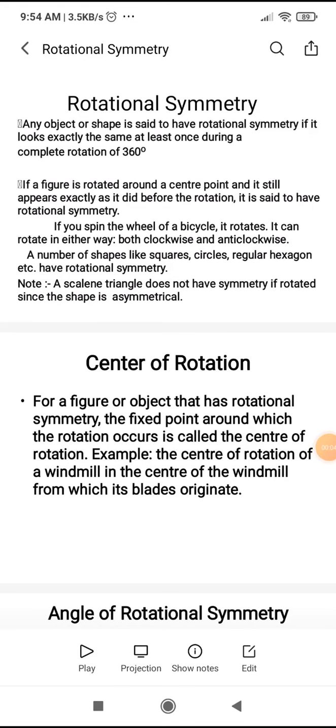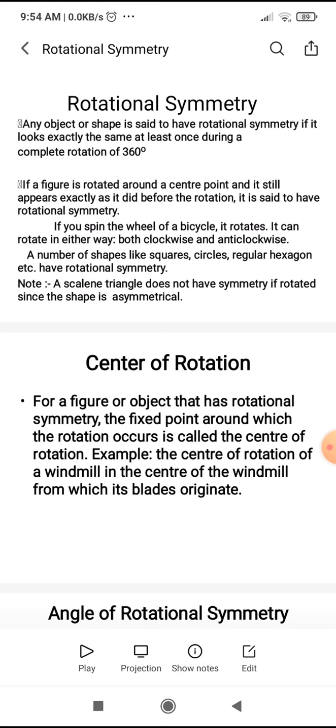So yesterday we learned what is meant by symmetry. What is meant by symmetry? If a line divides the given figure into two equal halves, then it is called a line of symmetry. Now come to the point. Today we are going to discuss rotational symmetry.